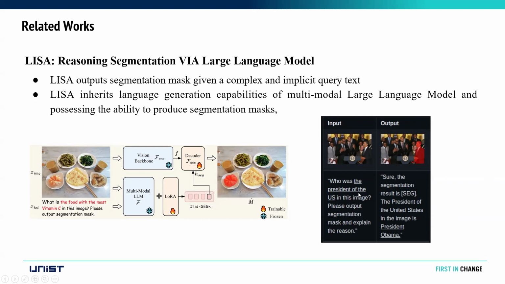This is a sample of the communication between users and LISA. The user asked LISA to segment a person who was the former president of the United States. Since LISA has well-known knowledge about the person that was the president of the United States, it can output Barack Obama for the segmentation task.